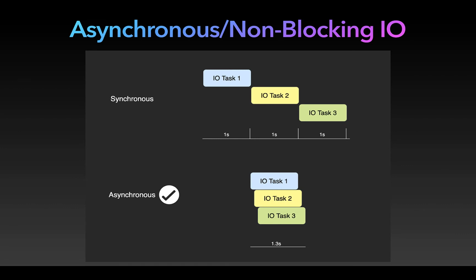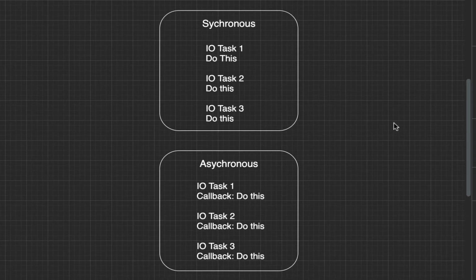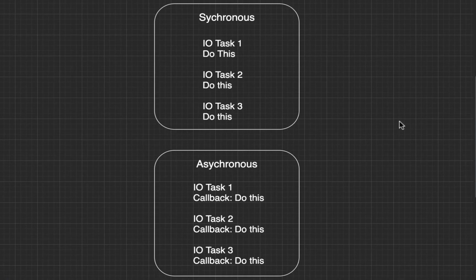So to enable the asynchronous and non-blocking I/O, there are 2 important features that we need to discuss. One is called callbacks. The other one is epoll. So what is a callback? There are 2 ways of programming. One is synchronous programming. The other one is asynchronous programming.